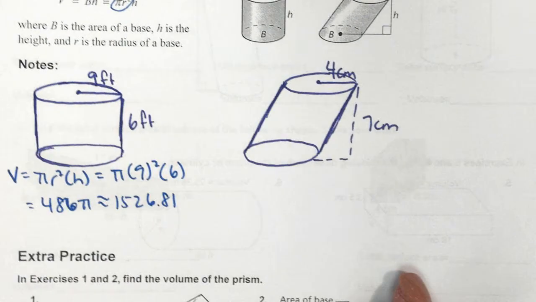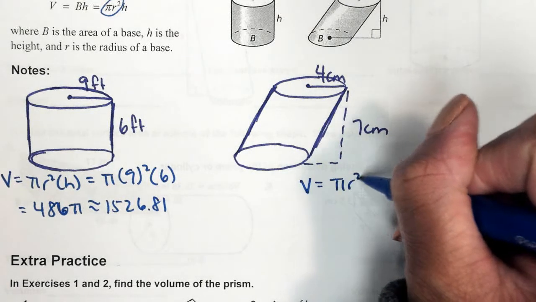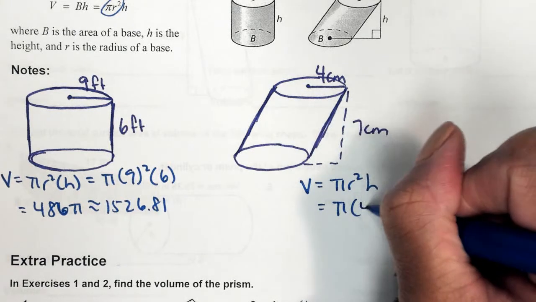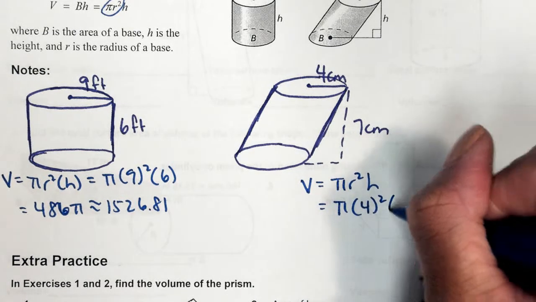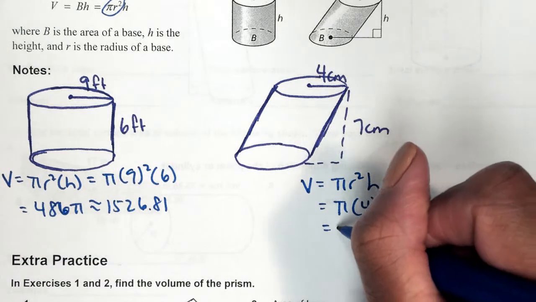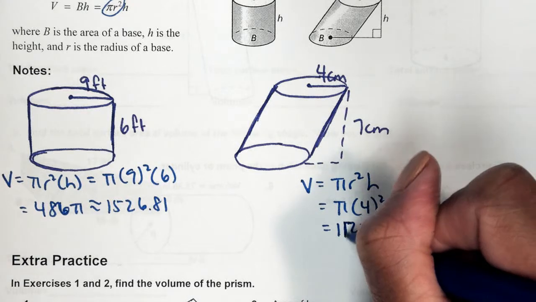So now if we're going to do the next one, we have pi r squared times the height. We know that r is 4, so we have 4 squared times the height, which is 7. So 16 times 7 gives us 112 pi.